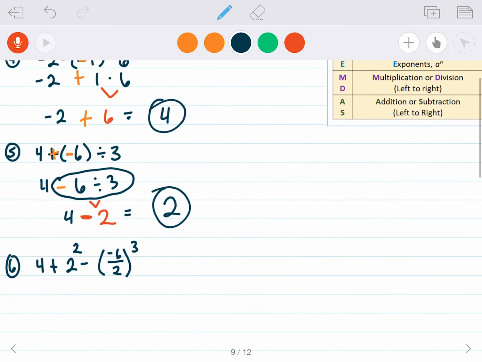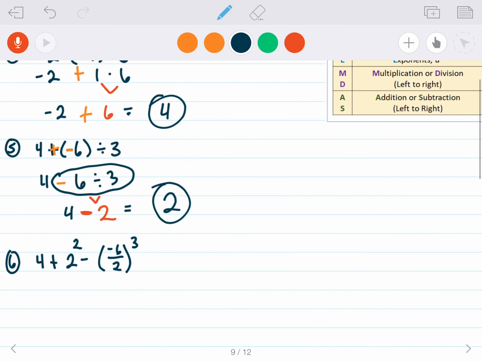Okay, let's look at the next one. So I see parentheses, so the first thing I want to do is take care of what's in parentheses. So what's in parentheses is negative 6 divided by positive 2. That becomes a negative 3. So let me carry that down, and just keep the parentheses as they are.